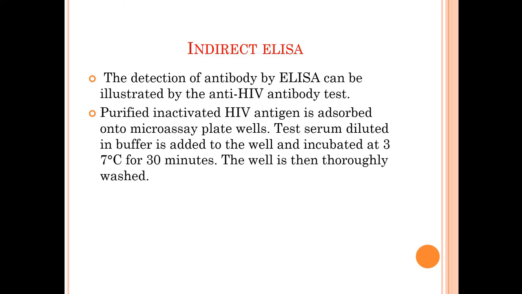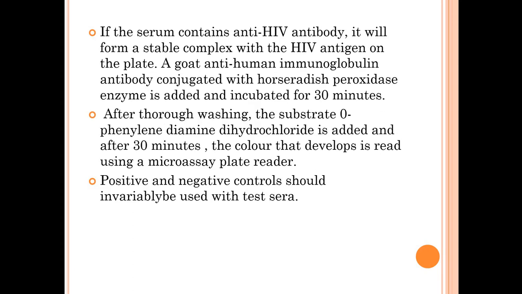Test serum diluted in a buffer is added to the well and incubated at 37 degrees centigrade for 30 minutes. And then the wells are again washed thoroughly. And if the serum contains anti-HIV antibodies, it will form a stable complex with HIV antigen. Right? Just as I have shown in the diagram. Then anti-human immunoglobulins, that is anti-gamma globulin antibody conjugated with horseradish peroxidase, is added. Horseradish peroxidase is an enzyme that is conjugated with the anti-gamma globulins.